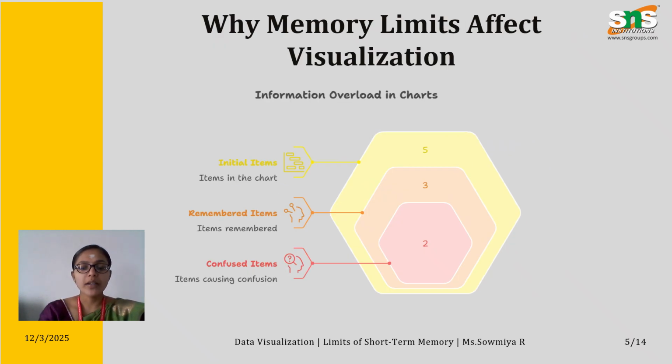Let's see why memory limits affect visualization. Visualization is essentially a communication tool, but communication breaks when the viewer has to remember too many things. For example, if a bar chart has 15 colors, the user must keep matching the colors with the categories. If a line chart has too many lines, the user has to track multiple trends at once. If a dashboard has too many KPIs, the user forgets the previous numbers while trying to understand the new ones. Memory overload leads to confusion, slow decision making, and misinterpretation. That's why simplicity is always powerful.